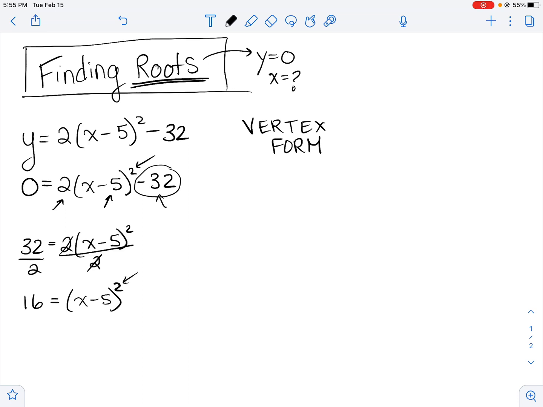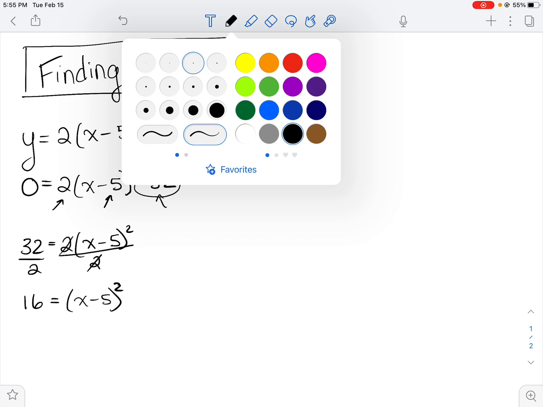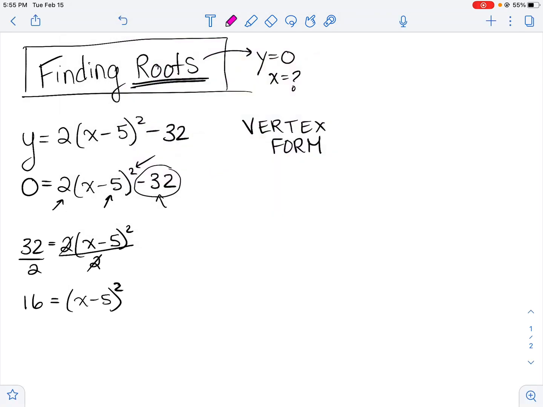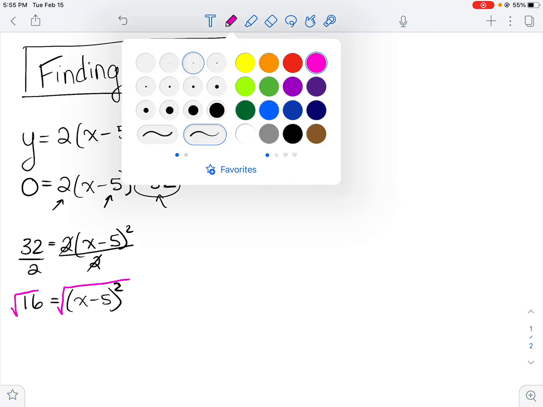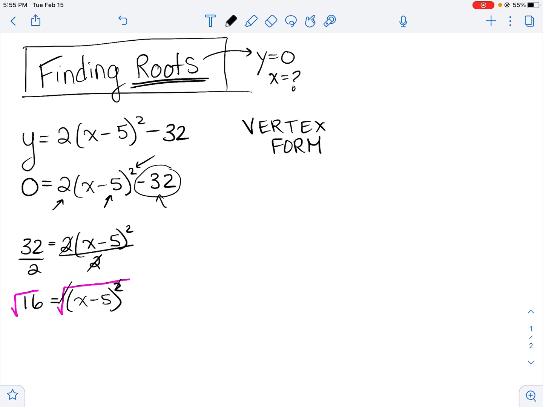Next, I'm going to get rid of that power of 2, the squared thing. I just gave away my question. The way I'm going to do that is, I know the opposite of squaring something is square rooting it. So I'm going to square root both sides. The square root and the squared cancel each other out because they're opposite operations. So they're gone. And then the square root of 16 is actually 4, but it could also be negative 4.